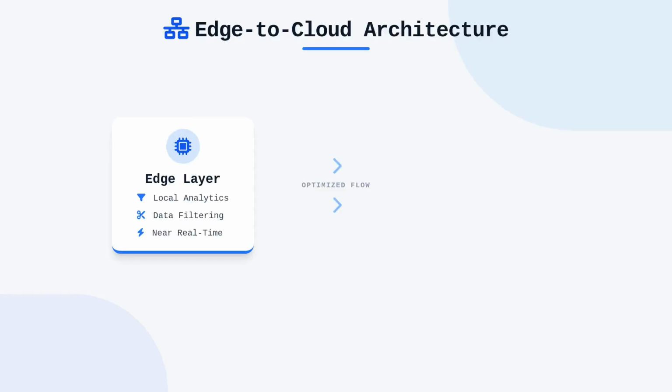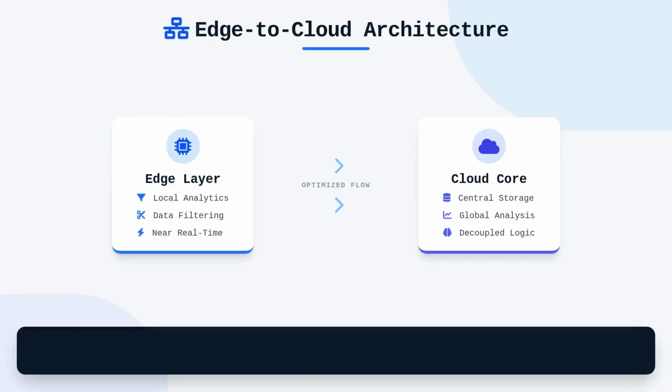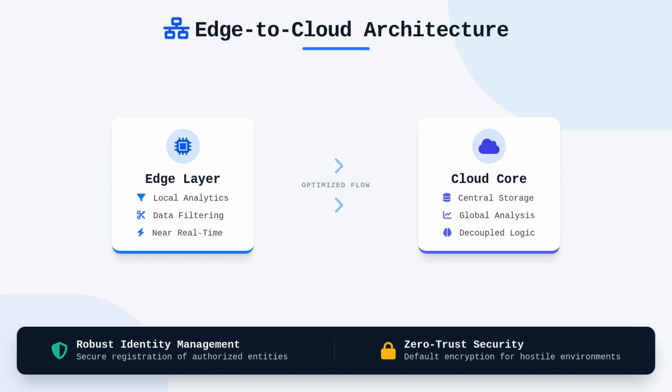This architectural pattern essentially distributes intelligence across the network, ensuring that the cloud core remains decoupled from the noise of low-level sensor input. We must securely register each device to ensure that only authorized entities can communicate with our backend services, which requires robust identity management at the device level. Because these devices often exist in physically insecure locations, we treat every connection as potentially hostile, necessitating encrypted communication channels by default. Ultimately, this approach creates a resilient pipeline that moves data from the edge to the cloud, allowing us to analyze, store, and act upon information with high precision and reliability.